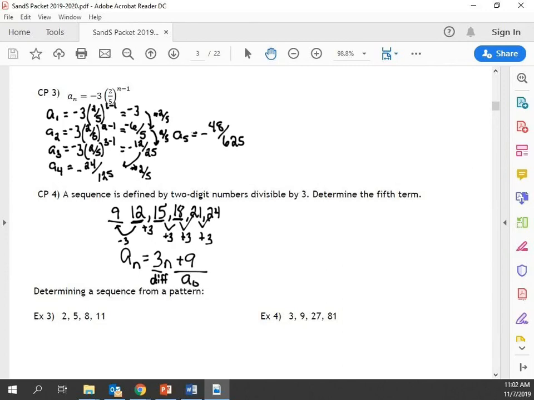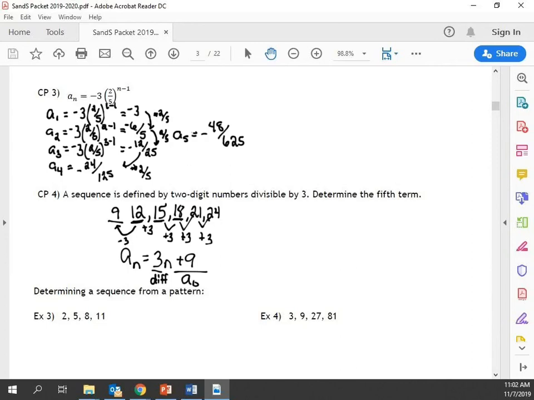I want to put a sub 0. 0 represents what? Y-intercepts. Or your 0 term, right? Y-intercept, 0 term. All right, let's use that. This will be pretty close to the same thing.